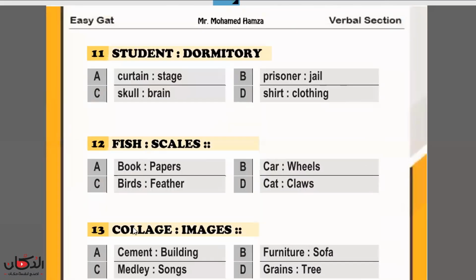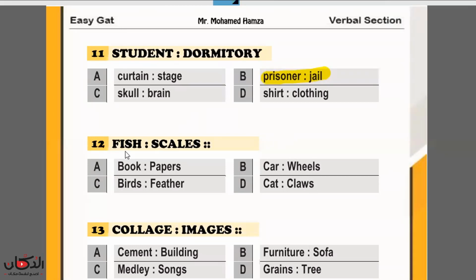Okay, 11. Who can read and answer? May I read it? Yeah. Prisoner, jail. So what's the relationship here? A prisoner stays in a jail. A person and the location, the place. Yeah, you're right. Location and place.